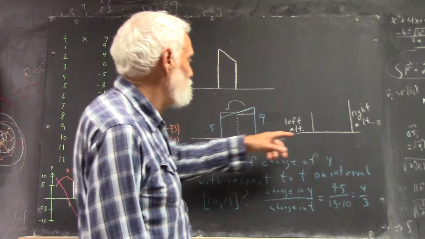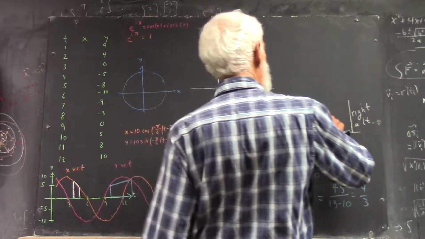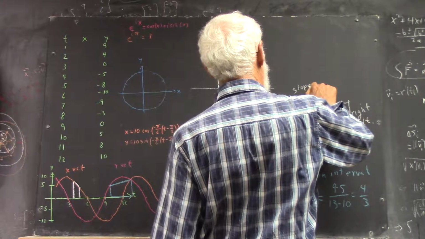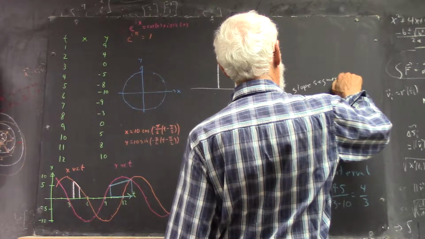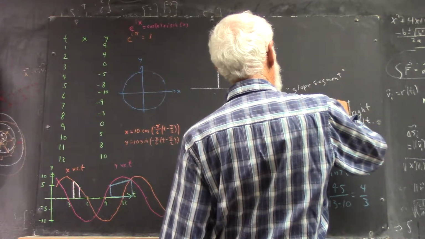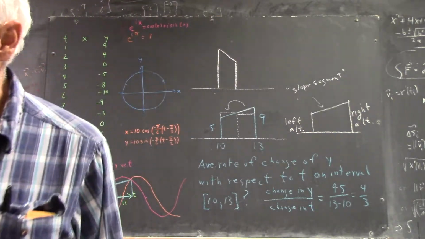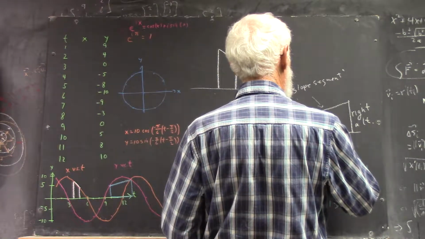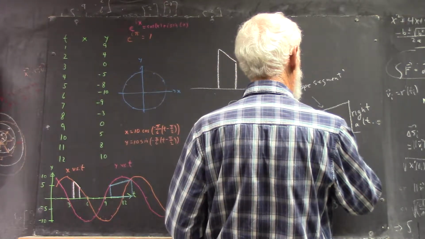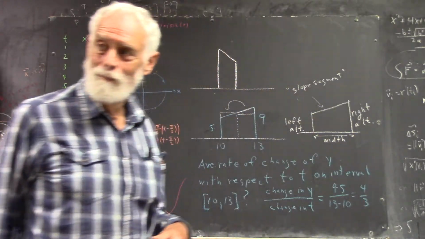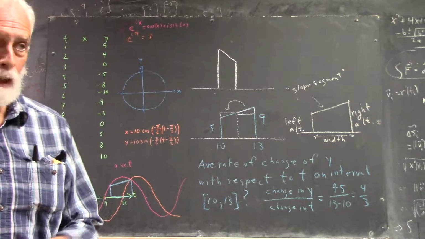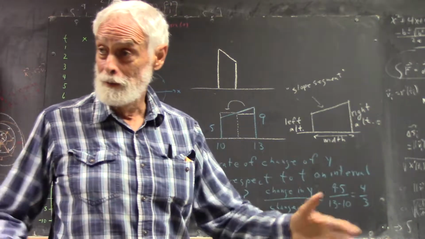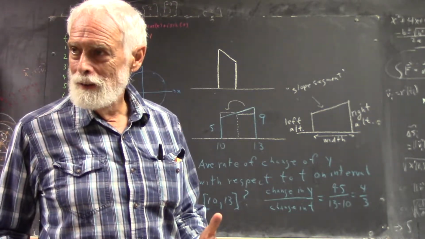Okay, so anyhow, you've got your left altitude, your right altitude, and I'm going to call this the slope segment, okay? And I'm going to call this the width. Now, in geometry, this is the altitude of your trapezoid. It's from the parallel side to the parallel side. So I'm kind of switching the terminology around.